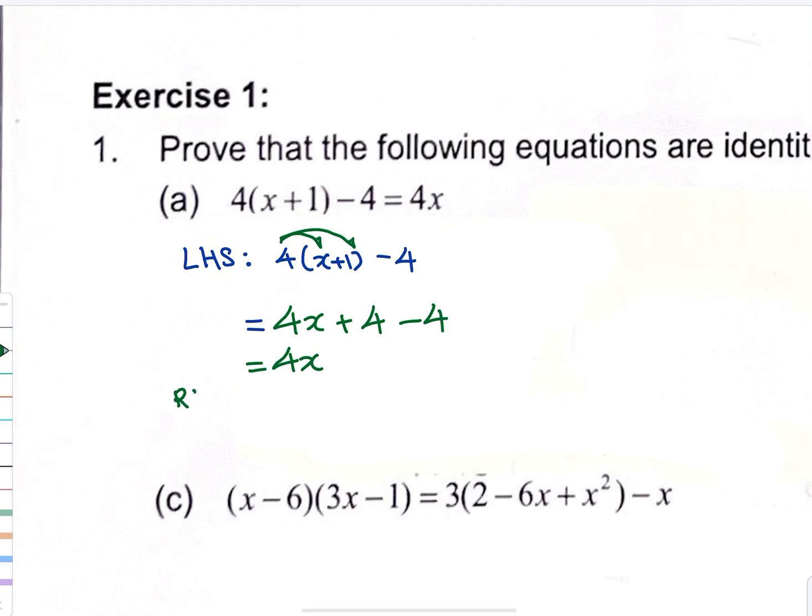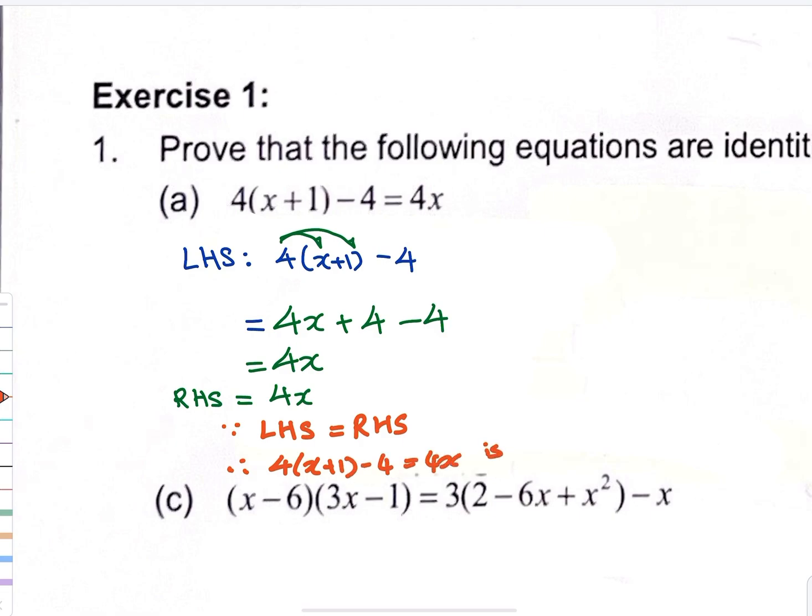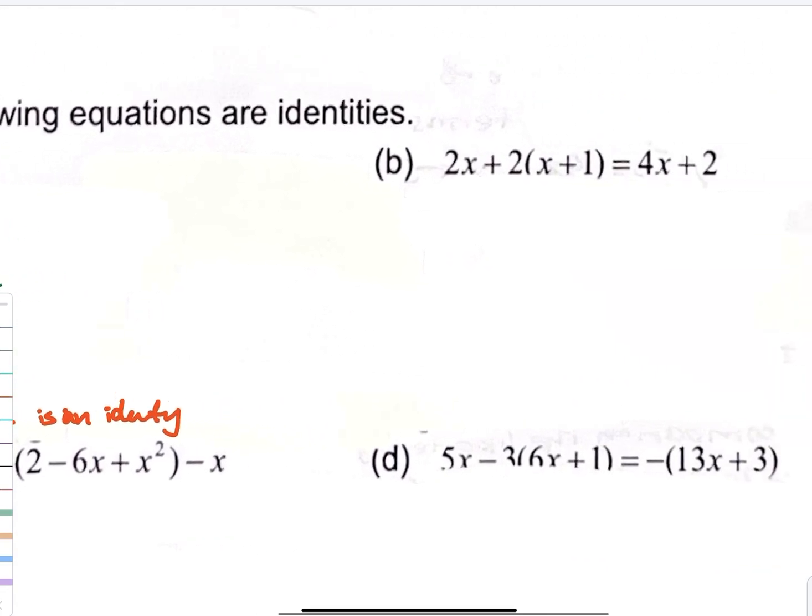And then what's on our right hand side? 4x. So since both of them are just 4x, this means since left hand side is equal to right hand side, that whole equation is an identity. If you're lazy and you don't want to write this whole thing, you can just write 'so, it is an identity.' Easy? Let's do the B one.